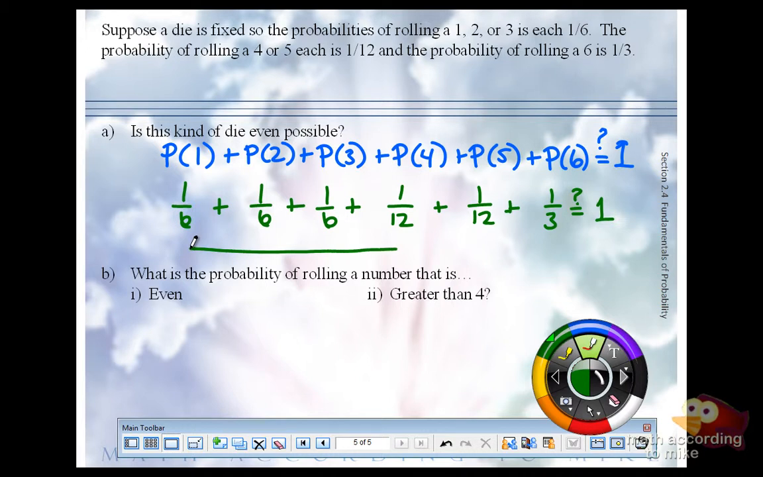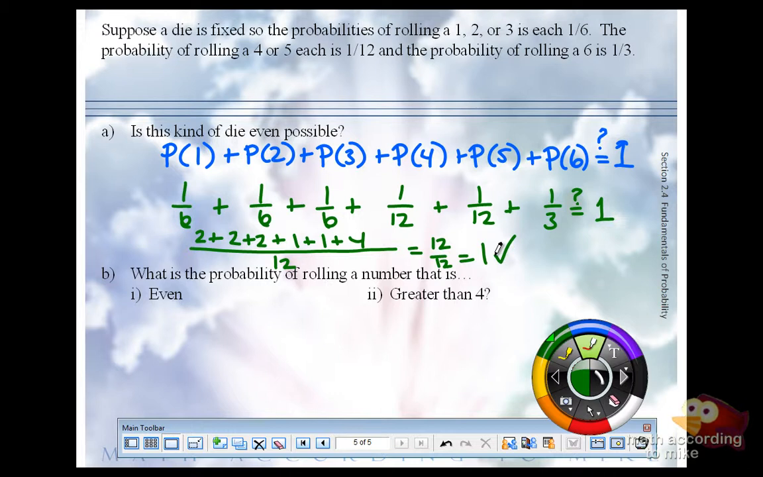So your common denominator would be what? 12. So this would be 2 12ths here, plus another 2 12ths, plus another 2 12ths. This is already 1 12th. And how many 12ths is 1/3? 4. Yep. So what's that numerator? 12. 12 12ths equals 1. Yep. So this die can exist. All right. So if you had gotten 599 over 600, nope, not good enough. It has to equal exactly 1.